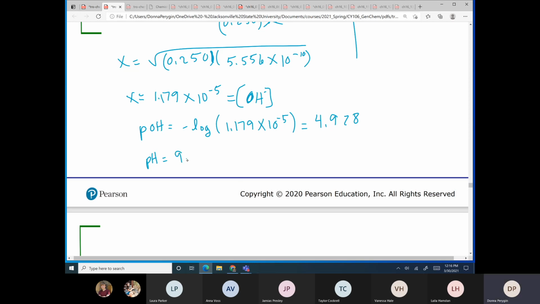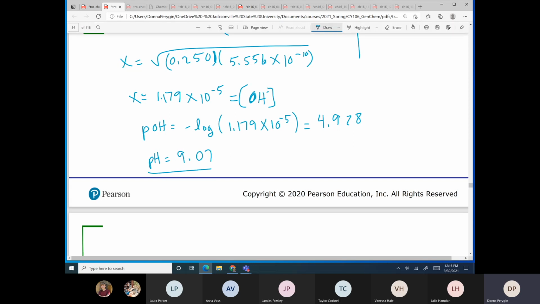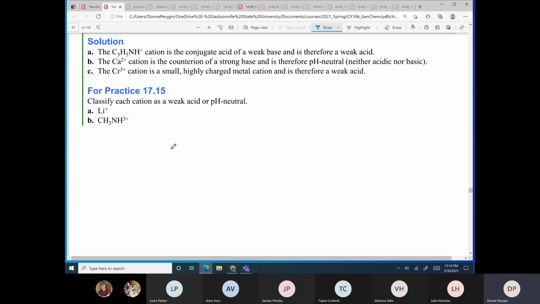And that's going to be 9.07. Okay, so pH is 9.07. Okay, so moving on very, very quickly. I think that's our last math problem in this chapter. Let's just go on and finish up this chapter because we got to get done with it.